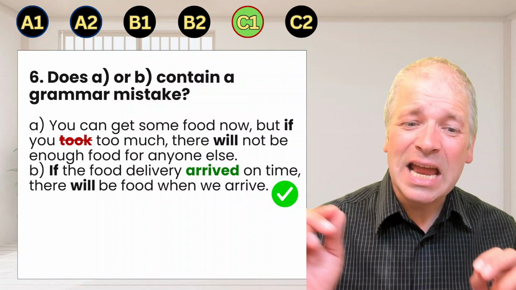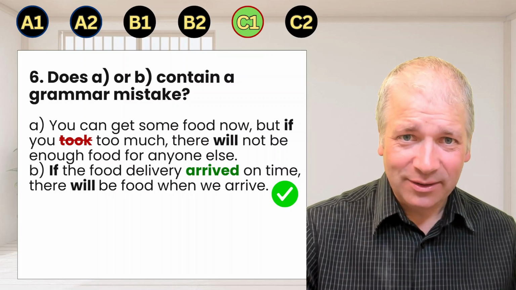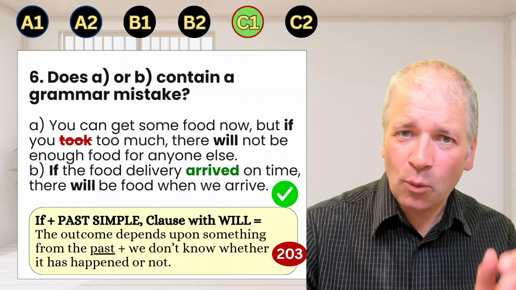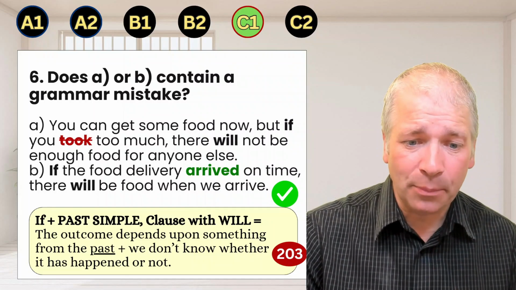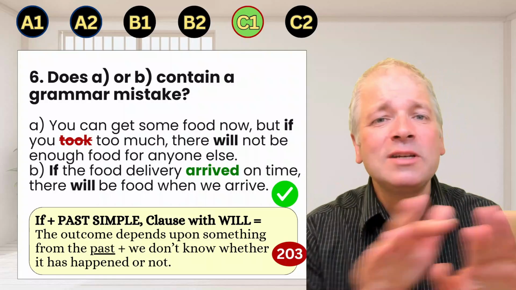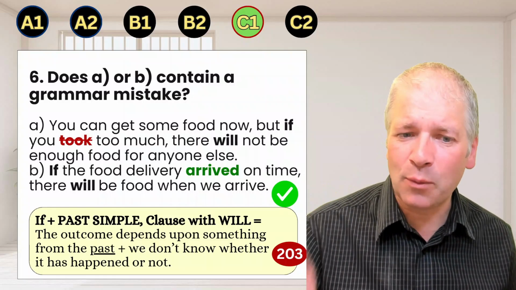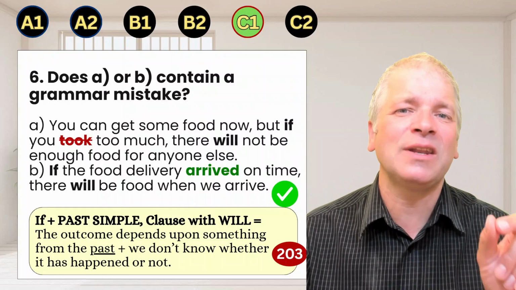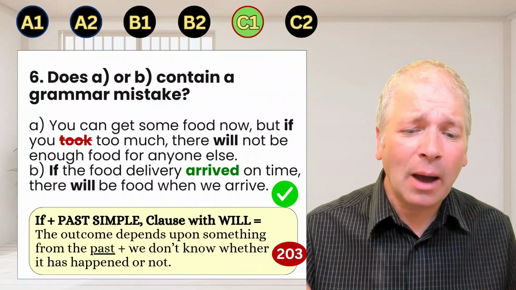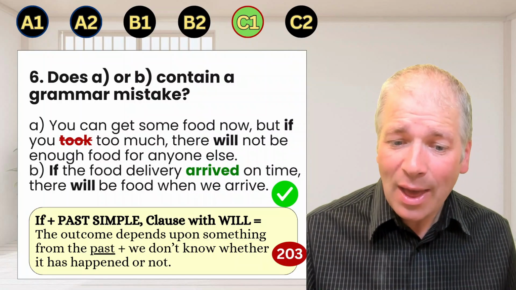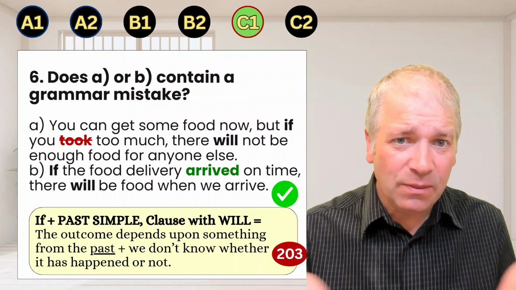Here's the answer. It's sentence A that has the mistake. Why is that? Well, let's look at the rules, because what we have here are 2 examples where we have an if clause with the past simple followed by a clause with will, which we don't normally do. Normally we have if followed by the present simple and then a clause with will. But in sentence B, something happens that allows us to use the past simple. What is that? Well, if the outcome depends upon something from the past and we don't know whether it has happened or not, then we can put the condition in the past.